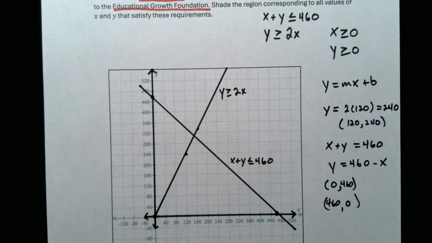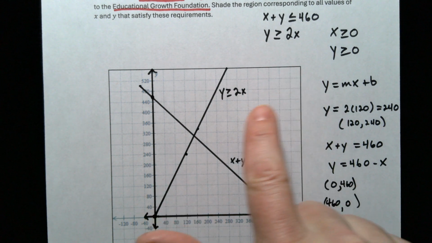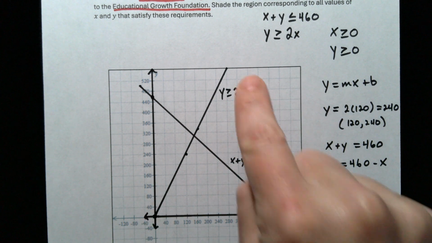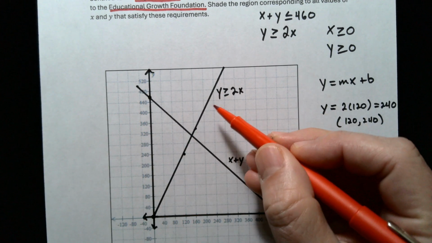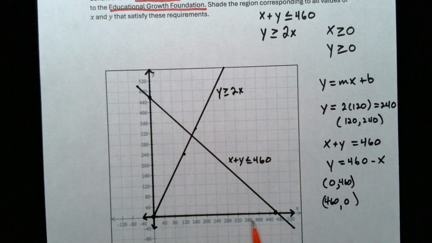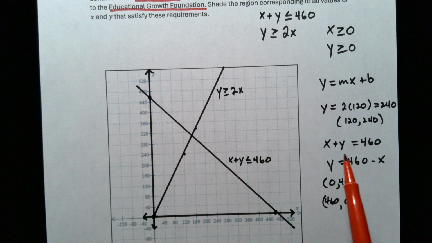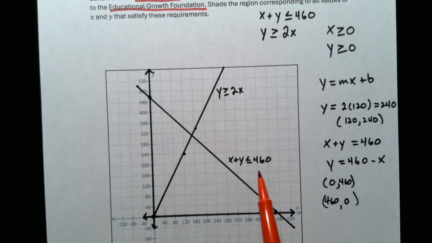Okay, so for the shading, we can just use the greater than or less than. This is saying y is greater than 2x, so I will shade above that line, because it's greater than. And this one is saying x plus y, or if you go over here, y is less than or equal to 460 minus x. So it's saying less than or equal to.